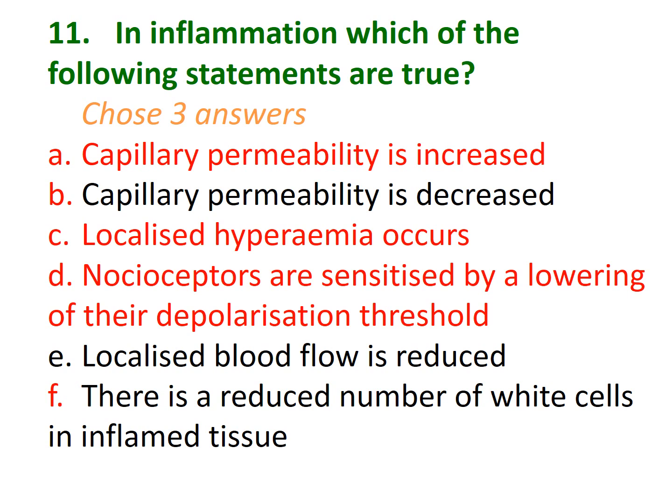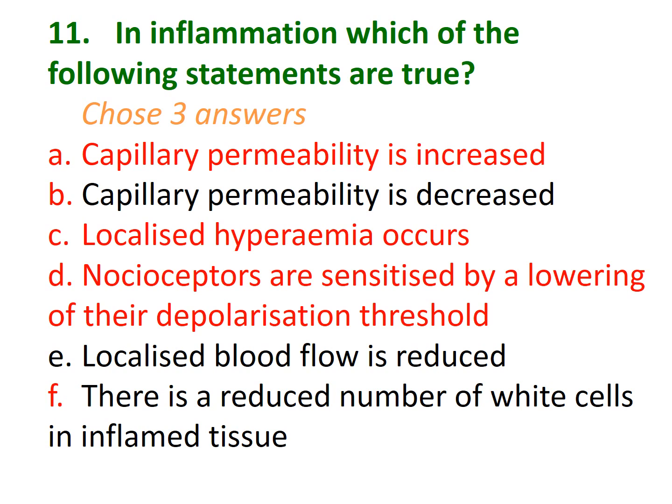And particularly the macrophages, the monocytes become macrophages in the tissues. The macrophages are particularly important because they release cytokines which coordinate the wound healing process. So it's absolutely correct to say that capillary permeability is increased, and it's completely wrong to say that capillary permeability is decreased.